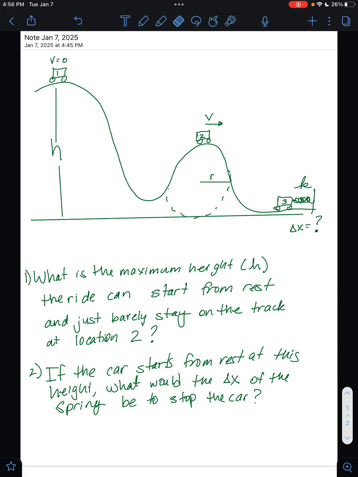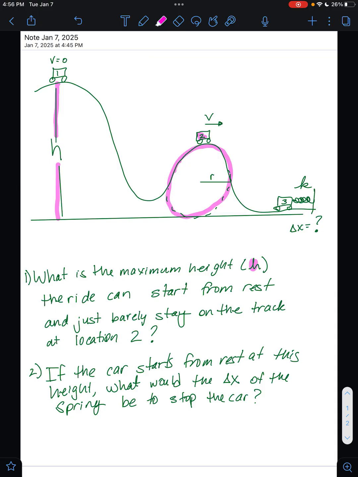rest and just barely stay on the track at location 2? So let's go into this problem and kind of see that we're looking for the maximum height h right here. This is what we want to find, so that the cart just barely stays on the track at location 2. Location 2 here is at the top of a circle.